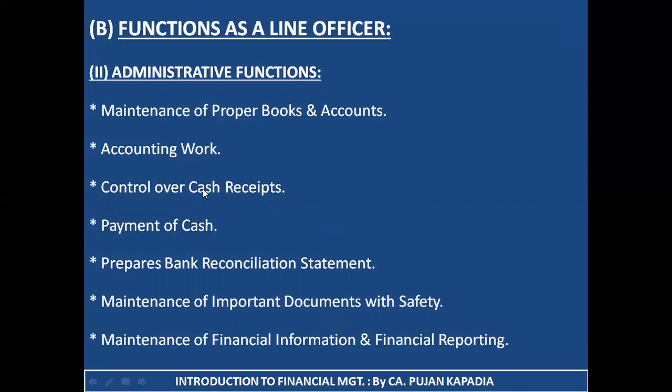Third is control over cash receipts. That is, he needs to keep a continuous watch and deep control on each and every receipt in the form of cash. For example, he is receiving cash from the debtors. He needs to see that it is properly accounted, and secondly, that it is properly kept in the cash vault and taken care of. So he needs to ensure that the cash receipts of a business are properly maintained and tallied with the books of accounts.